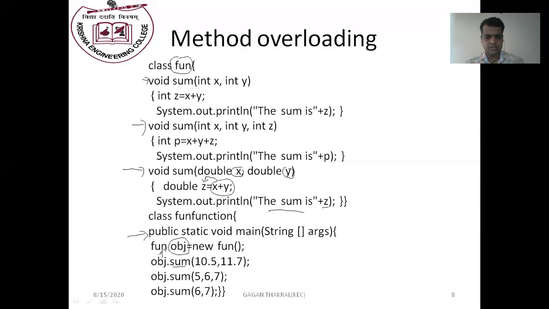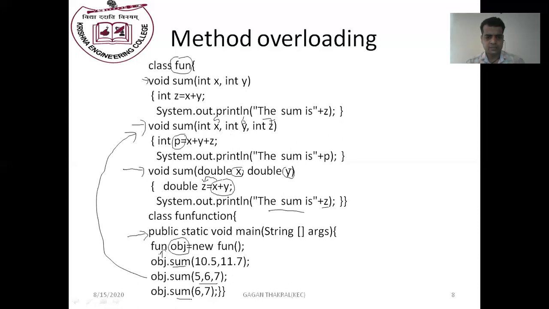After that, the object again calls the sum function with three integer type arguments. Now it will call this function, and pass the value x as 5, y as 6 and z as 7, and this will perform the sum, and the result is stored in p, that is 18, and this will print the value 18.